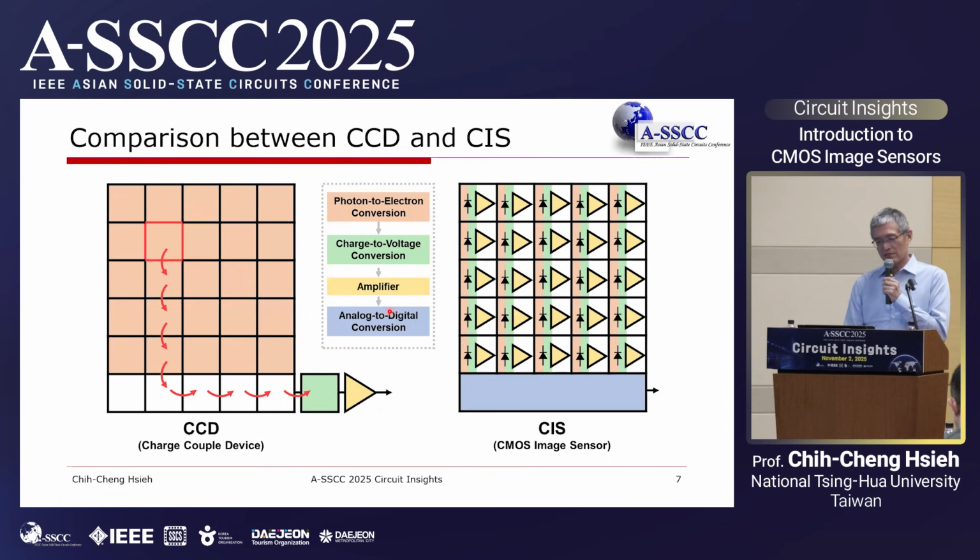Okay, let's do a simple comparison between the early stage technology, CCD, and the modern technology, CMOS image sensor, and try to convince you why CMOS image sensor has dominated the digital imager market in the past decade or two decades. CCD means charge-coupled device. And in the early stage, the photon-generated electrons or carriers are handled and transferred through the CCD device.